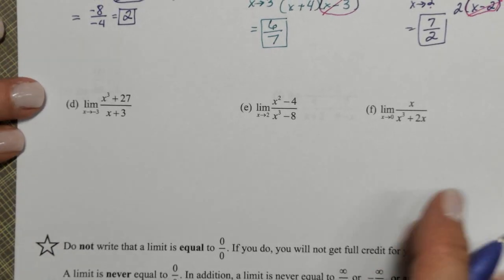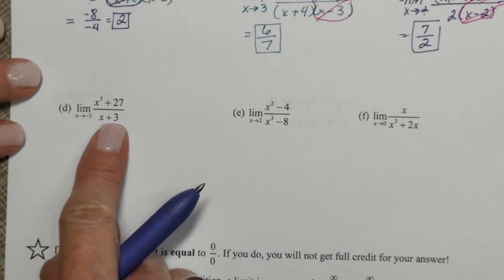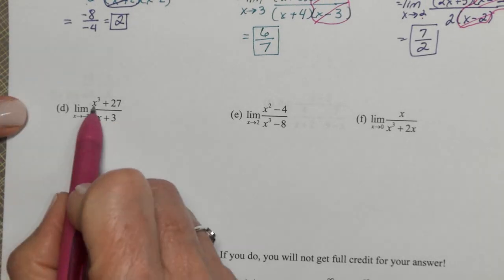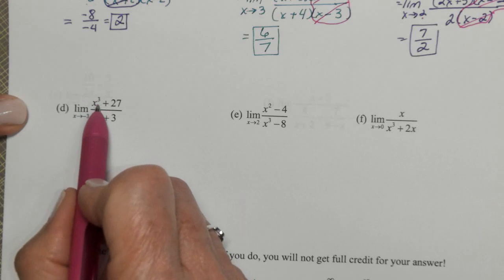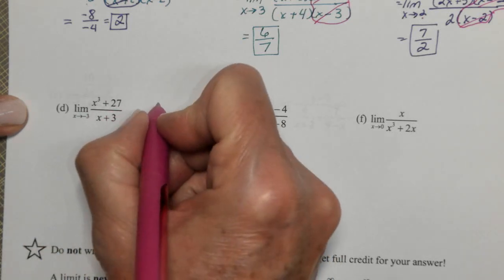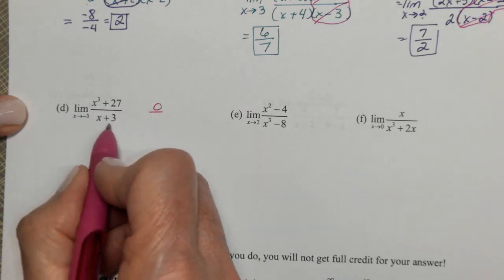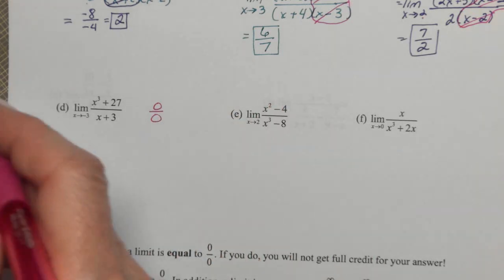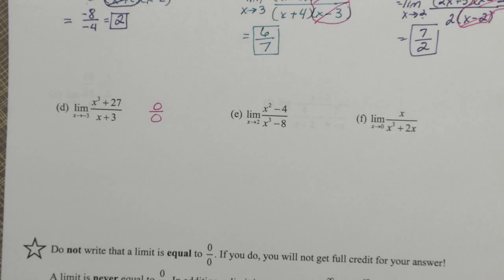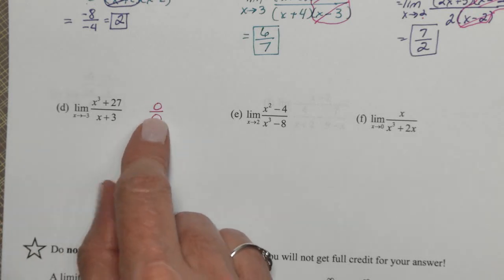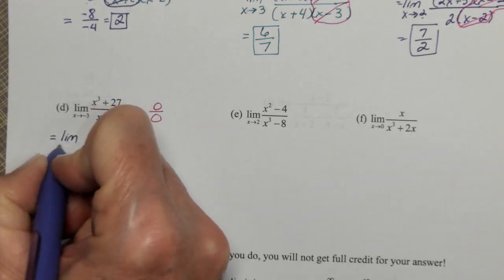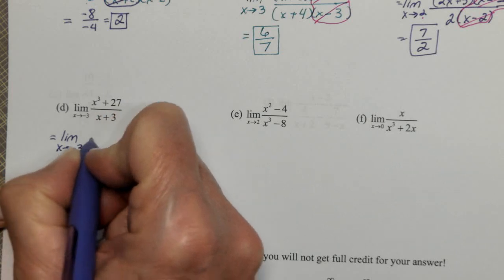Okay? Alright, D. If we just put negative 3 in for x, negative 3 cubed is negative 27, plus 27 is 0, negative 3 plus 3 is 0. That's indeterminate. So we're going to see if we can factor, right? Find our hole. I know there's a hole, we just have to go find it. So limit as x goes to negative 3.